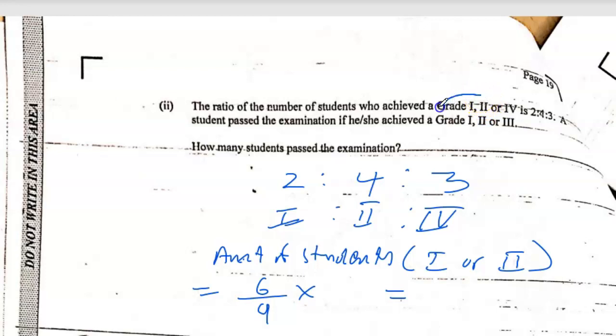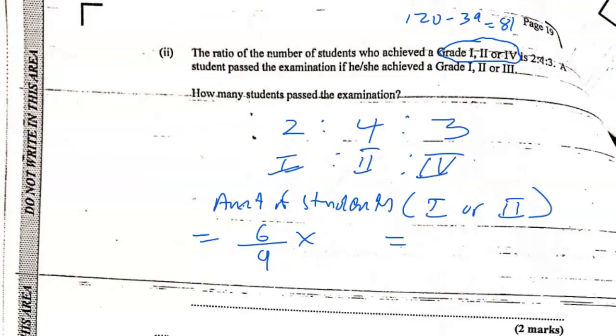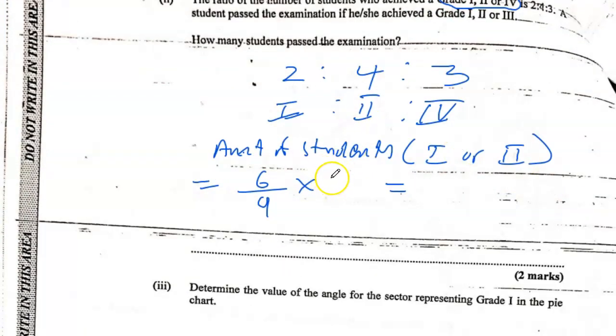For grade 1, 2, or 4, the total amount of students here will be 120 minus 39, which is 81. So we're talking about 81 students remaining with grade 1, 2, or 4, because remember, 39 students got grade 3. So 6 over 9 times 81, which would be equal to, well, 9 into 81, that's 9, 6 times 9, that's 54.